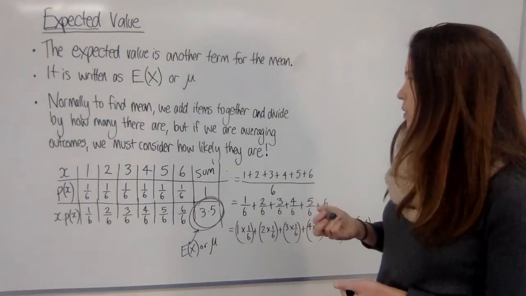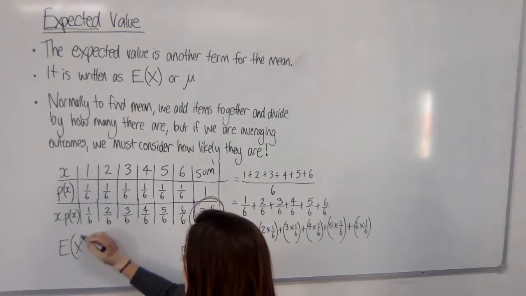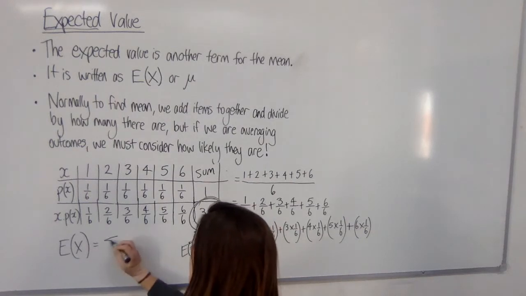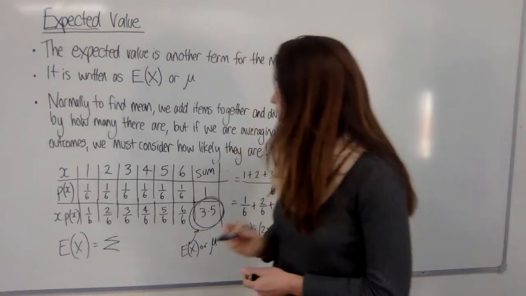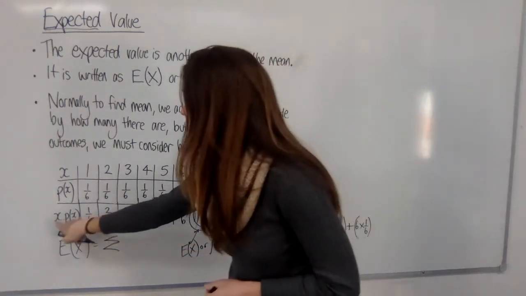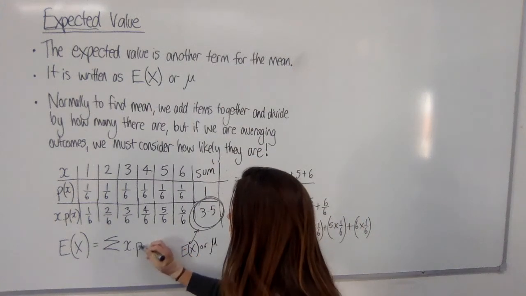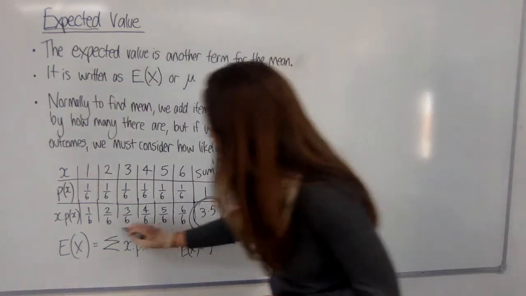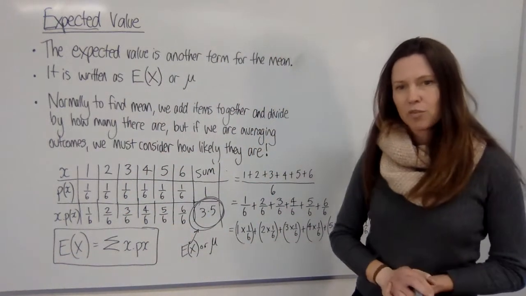So how would we put that as a formula? Well, we'd say the expected value of x is equal to the sum of, remember we've seen that notation before, take the sum of each outcome multiplied by its probability, x, p(x). And that is the formula for expected value when you're dealing with probability distributions.